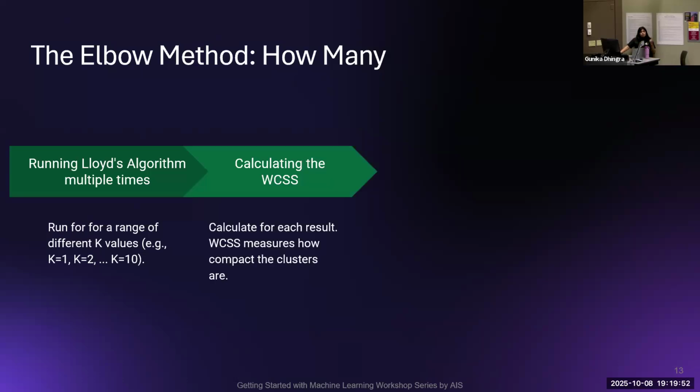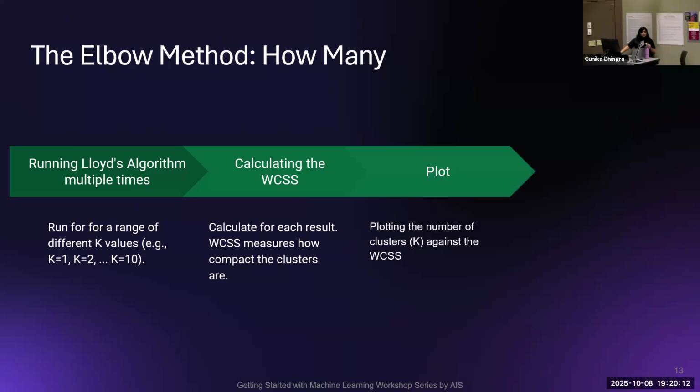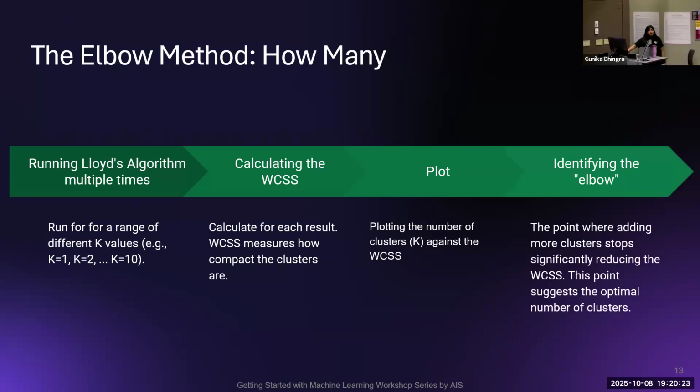Then we calculate the WCSS for each. We looked at the formula of WCSS. It comes out as the objective function of one k-means iteration. We calculate WCSS for each iteration and see how compact the clusters are in each iteration. Then we plot a simple graph of K, the number of clusters, against the WCSS that we have found. And then we find the elbow.